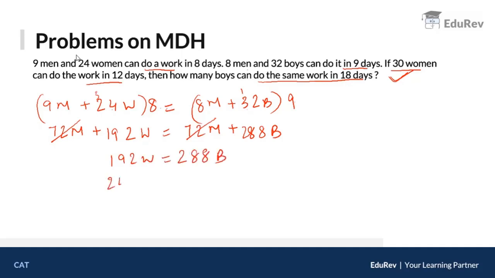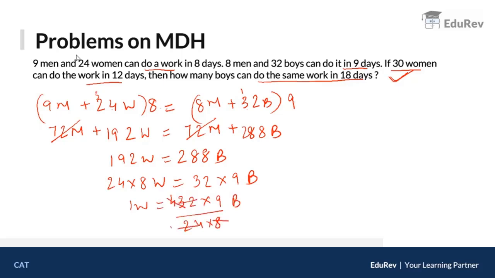Or I can also write this as 24 into 8 women is 32 into 9 boys. So your one woman will be 32 into 9 upon 24 into 8, that of a boy. So this will be 8 ones are 8, 4 ones are 4, 6 ones are 6. This is 9 upon 6, which is nothing but 3 upon 2. So work done by one woman is 3 by 2 times the work done by a boy. So we got a relation between a woman and a boy.